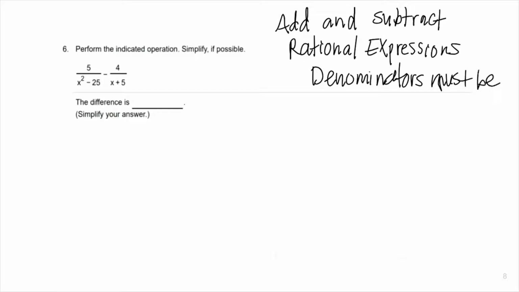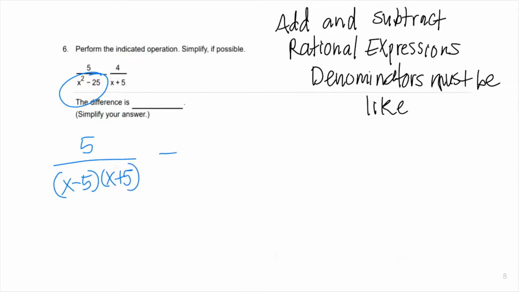All right, so here, we did this a long time ago. We want to make sure each denominator is in factor form. So if I have the difference of squares, x squared negative 25 gives me x minus 5, x plus 5. I'm just going to jot down the second fraction. Now the denominators are not like. I need to make them like by finding the LCD.